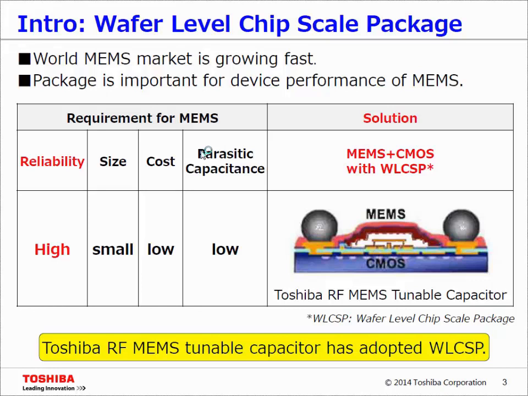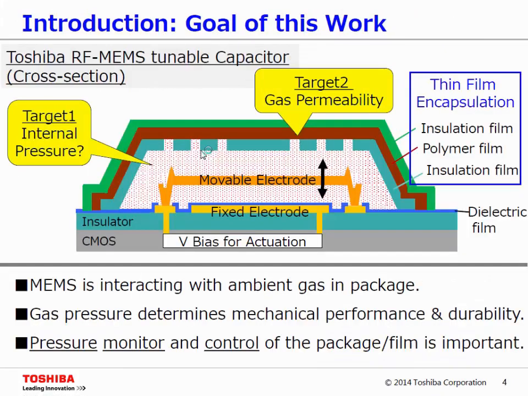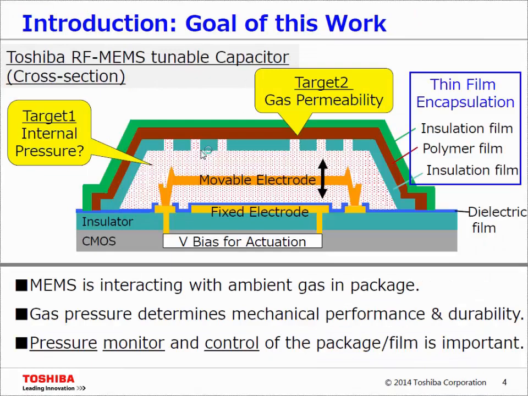We have been developing a tunable capacitor called RF MEMS for over 10 years, and we have adopted this WLCSP structure. Let's take a closer look at this structure. We've got a panel actuator inside, and this is the MEMS here, the top electrode and the fixed electrode under it. The MEMS is surrounded by a package, and we call it thin film encapsulation. This is made of multiple layers, consisting of insulating films and polymer films.